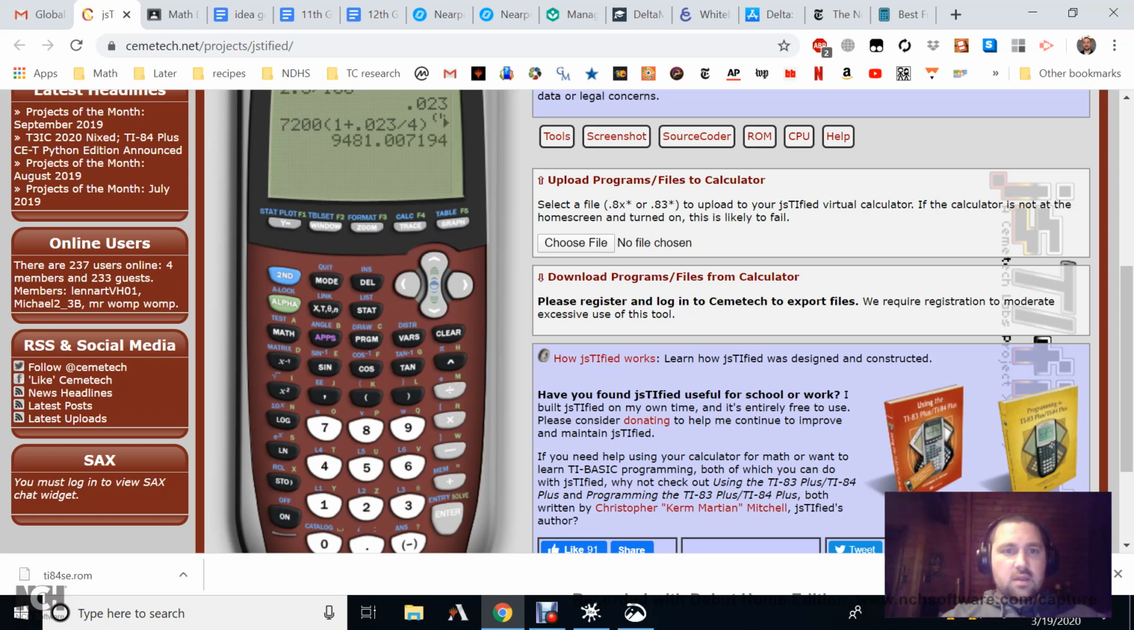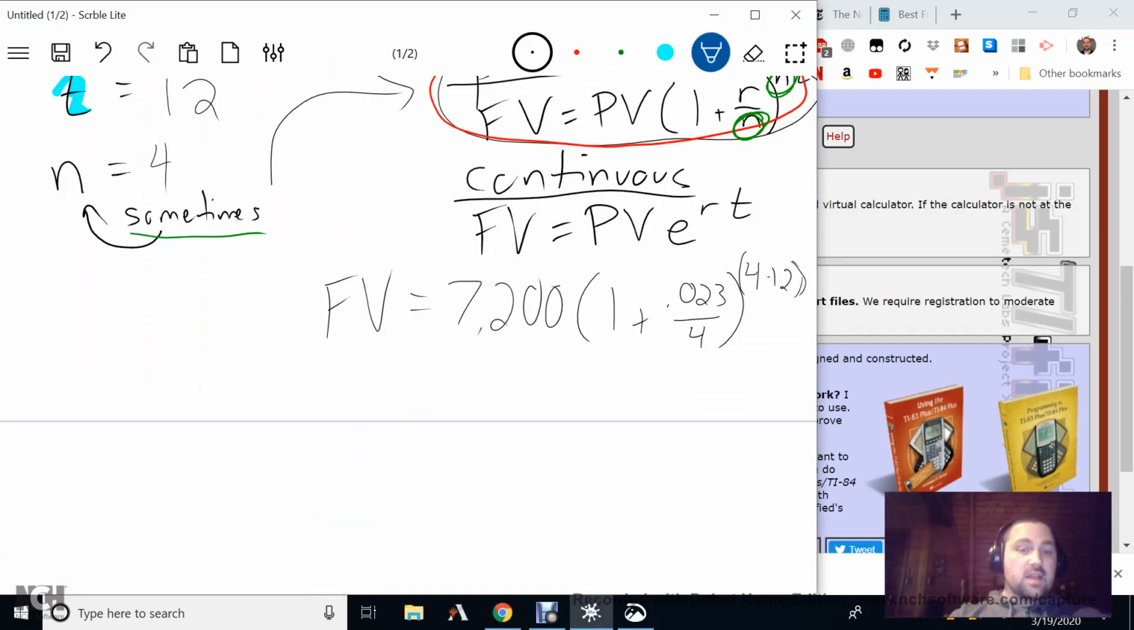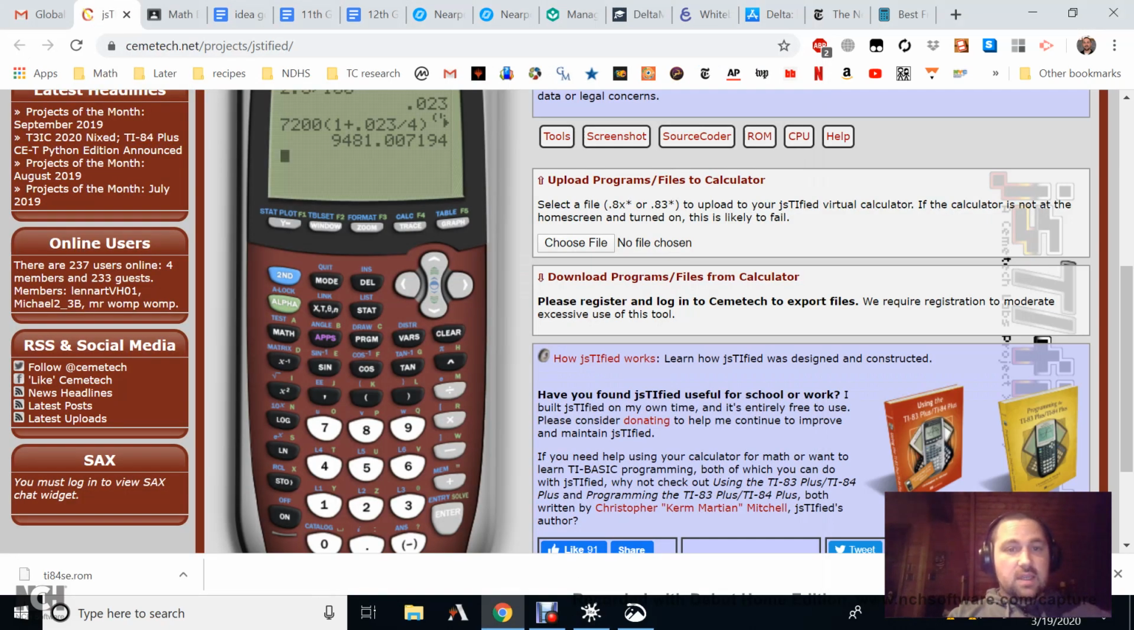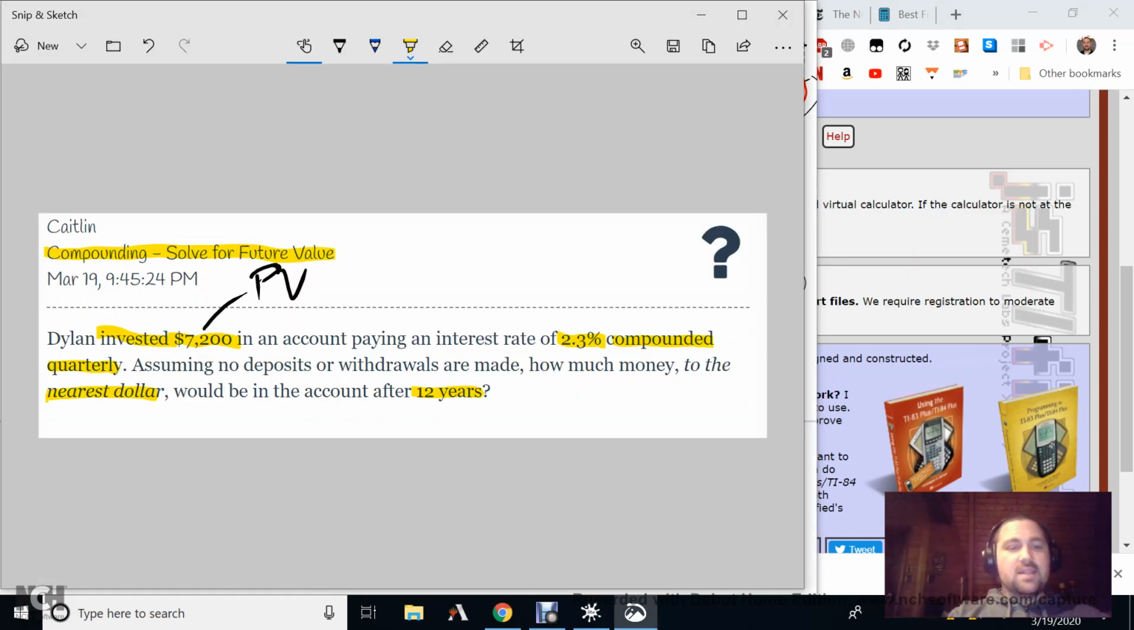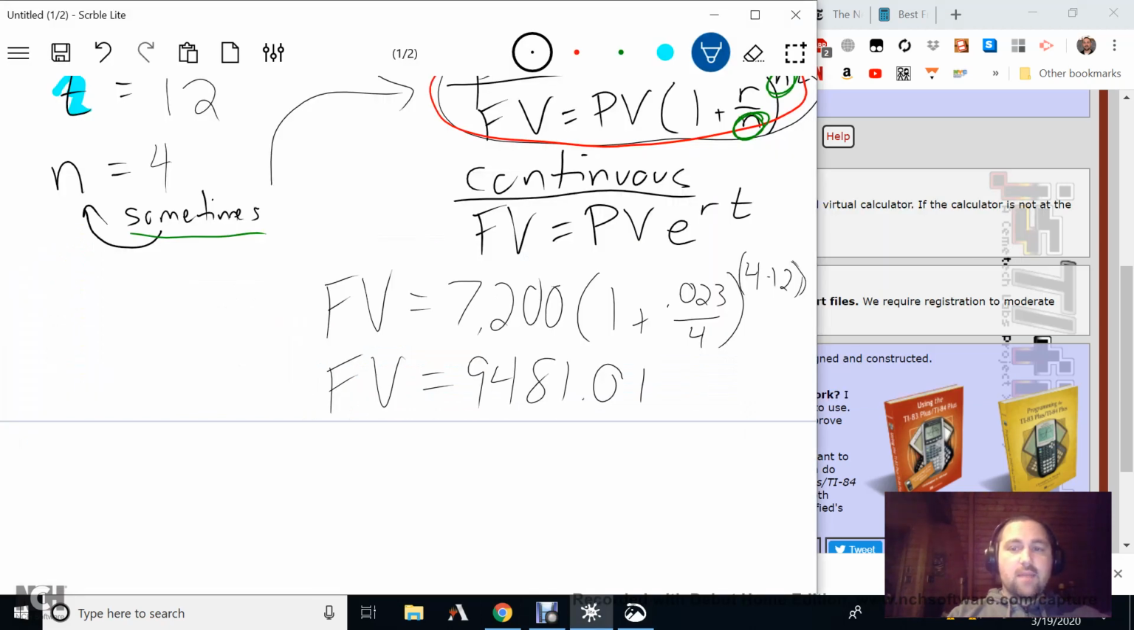Okay, let's see. And there we go. That's our future value. And this one's lucky because if we were to do it the way we normally would, we would write this as future value equals $9,481.01, because we can see that it has the 7 and that tells us to round this up to 1. But our problem said to the nearest dollar. And so in fact, we don't need that 0.01. We're just going to have that. That should be our value.